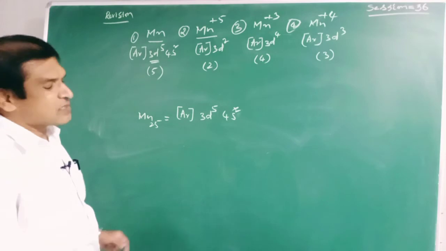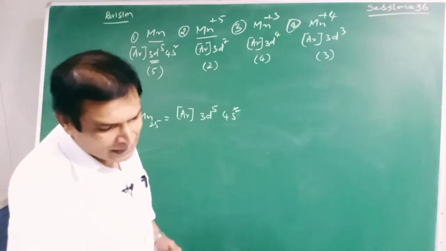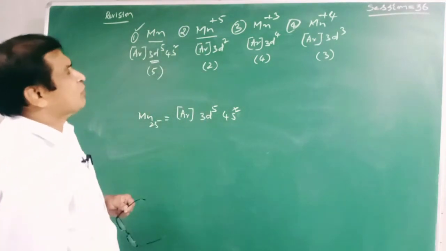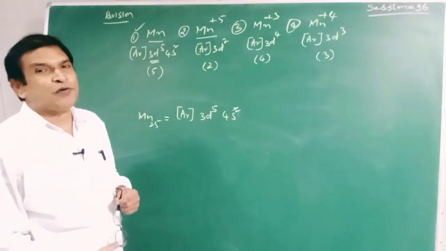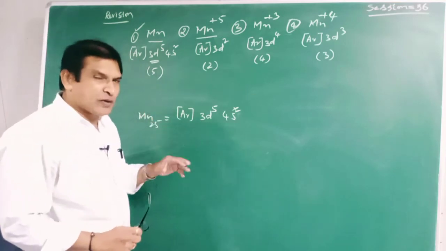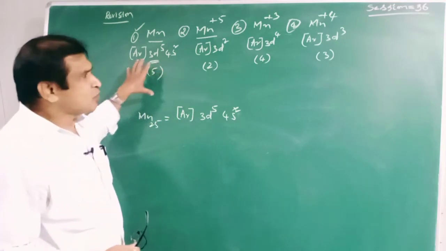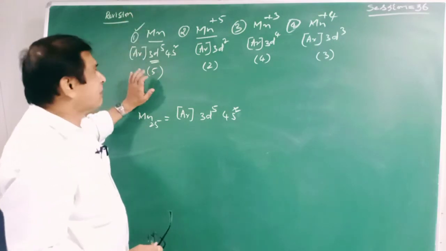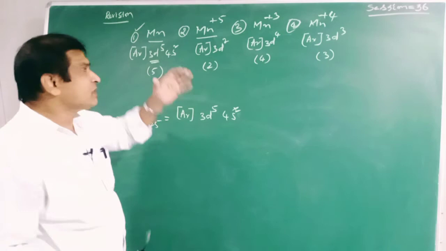So which has the highest number of unpaired electrons? From the configuration we can notice that the manganese atom, the first option, has 5 unpaired electrons. Therefore, as per the question, this is our answer.